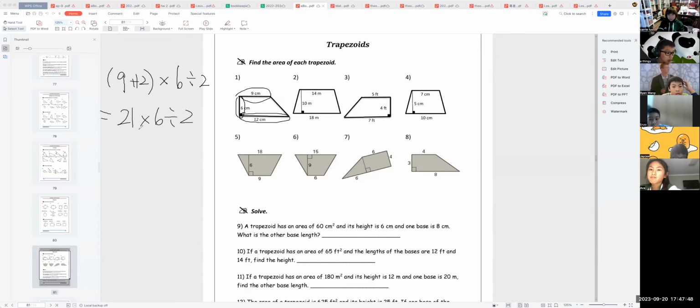Okay, so everybody, because they are times and division, they're the same level. So I don't want you to do 21 times 6, because 21 times 6 is a three-digit number and divided by 2, there's another division. It's too hard. Everybody, I want you to do 6 divided by 2 first. 6 divided by 2 equals what? 3. Very good. So 21 times 3 equals what? 63. 63, very good. Centimeter square. Get it, everybody?